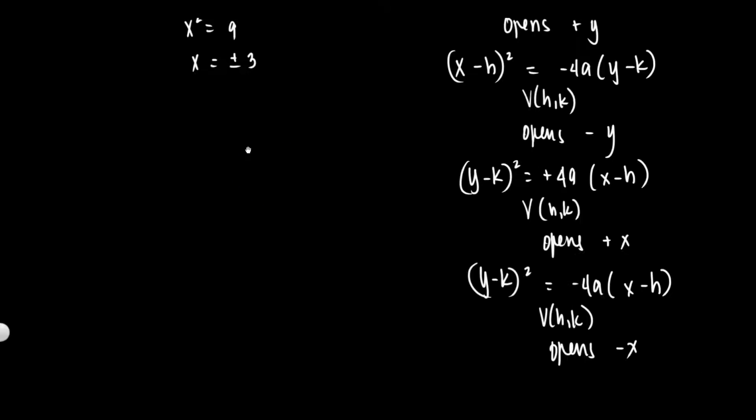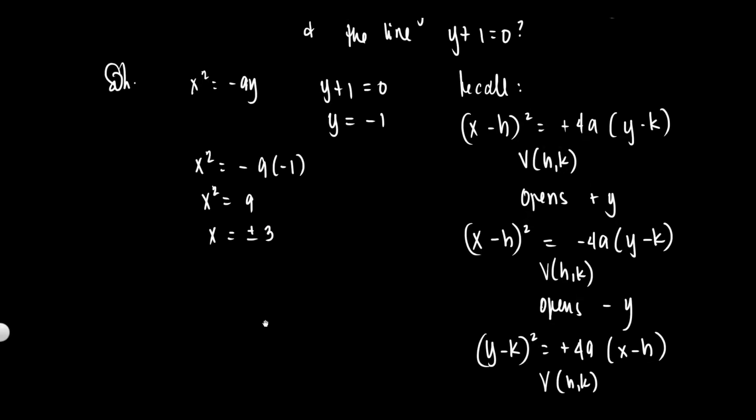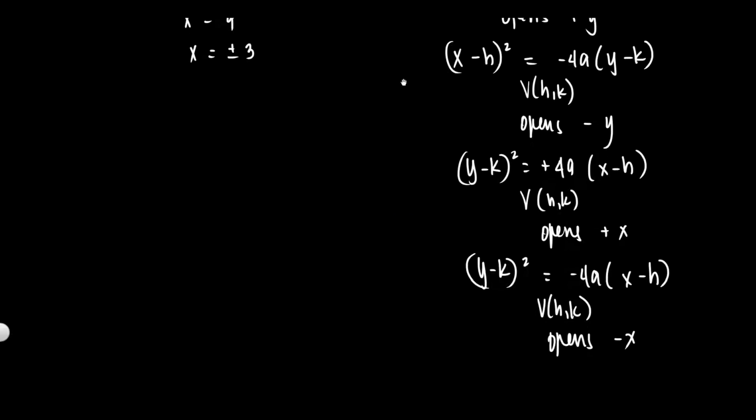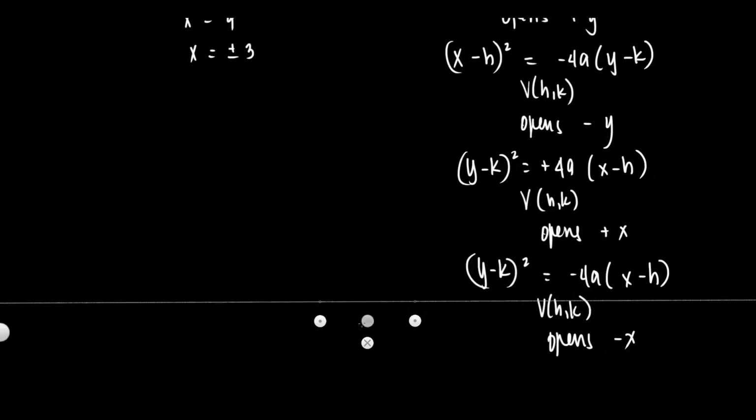Okay, now, balik tayo dito sa problem natin, no? So, meron tayo dito, parabola, negative 9y. So, ibig sabihin, this parabola opens downward or opens negative y. Ang kailangan natin gawin is to solve for the area bounded by this curve and this line, negative 1. So, para picture natin, kailangan natin i-drawing.